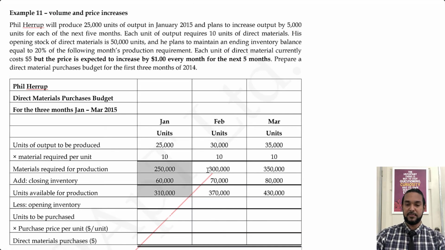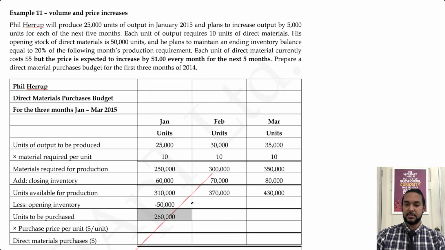Right, we're going to add going down in each column, and we're going to get 250 and 60 is 310 for Jan. 370 for Feb. 350 and 80 is 430 for March. Okay, next we have to subtract opening inventory. For January, the opening inventory was 50,000 units. So we're going to put that here, and 310 minus 50 will give us 260.